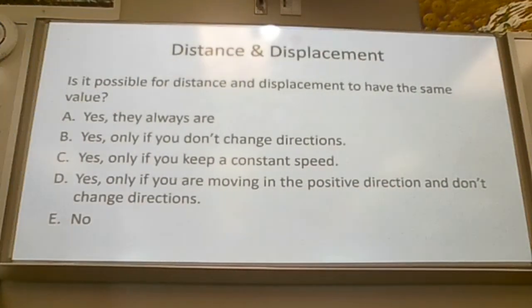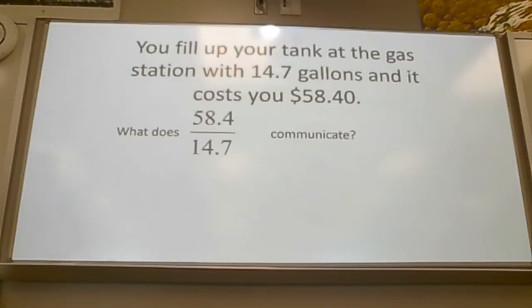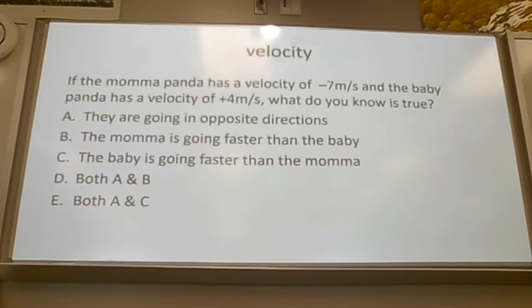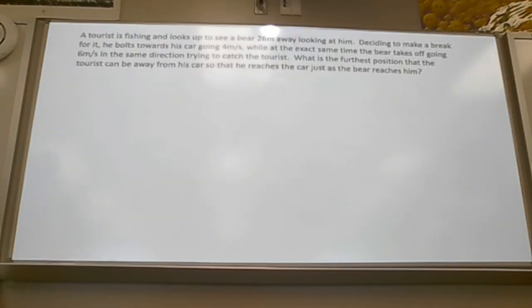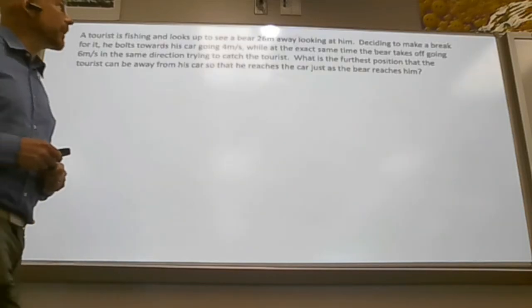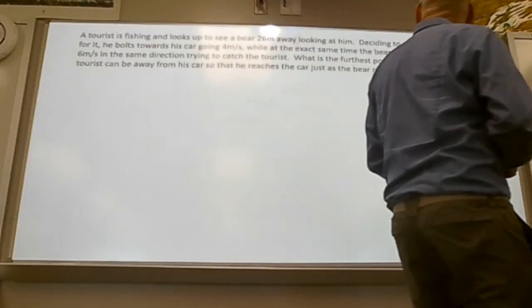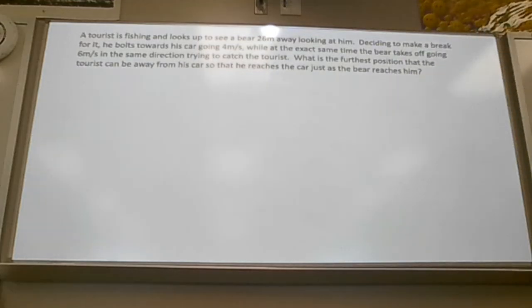So if in a problem, a tourist is fishing, looks up, sees a bear 26 meters away. Deciding to make a break for it, he bolts, goes 4 meters a second towards the car. Exact same time, the bear takes off chasing the tourist. What's the maximum distance that the tourist can be away from the car so the bear reaches him just as he reaches the car?